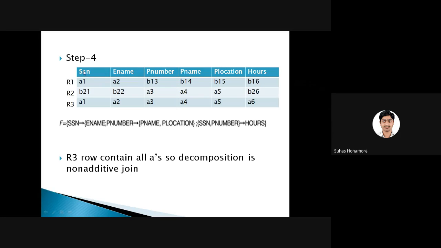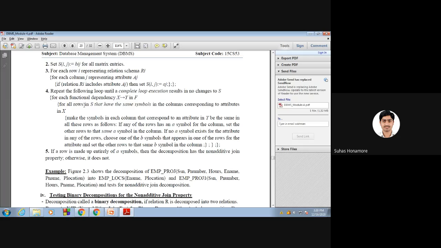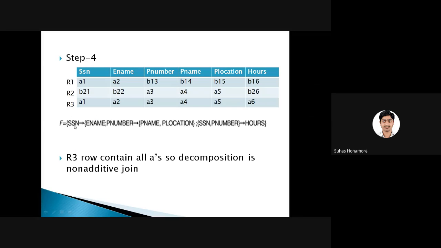Here we are saying that for all rows in S that have the same symbols in the corresponding attributes for X. My first functional dependency X to Y is SSN to E name, so my X is SSN. In the SSN column, the rows that have the same value are the R1 row and the R3 row, which have the same value, A1 and A1 here also.